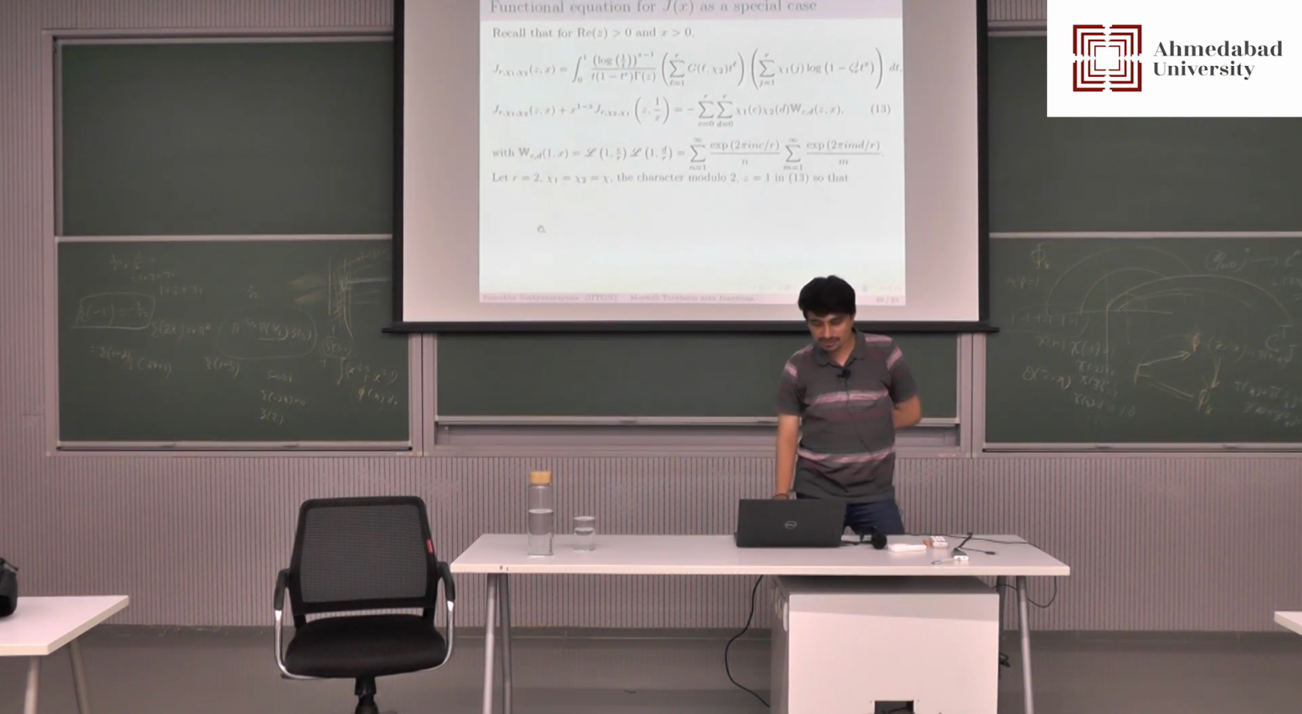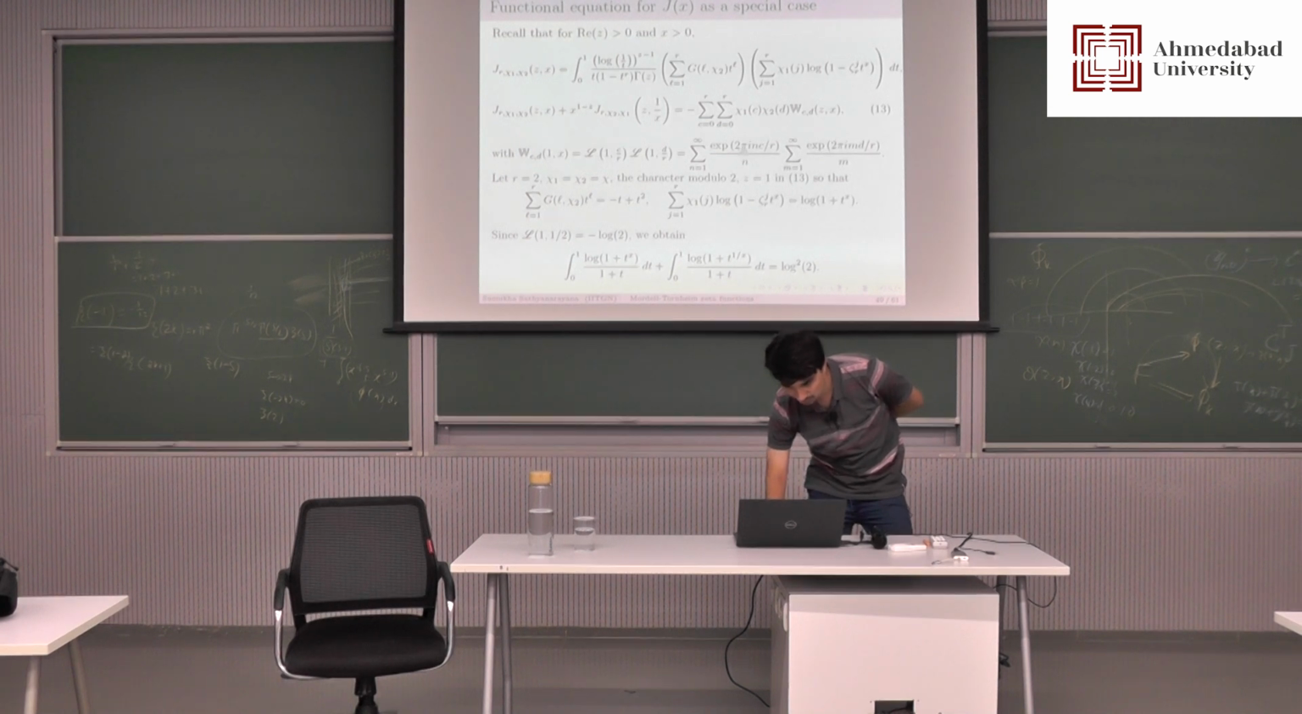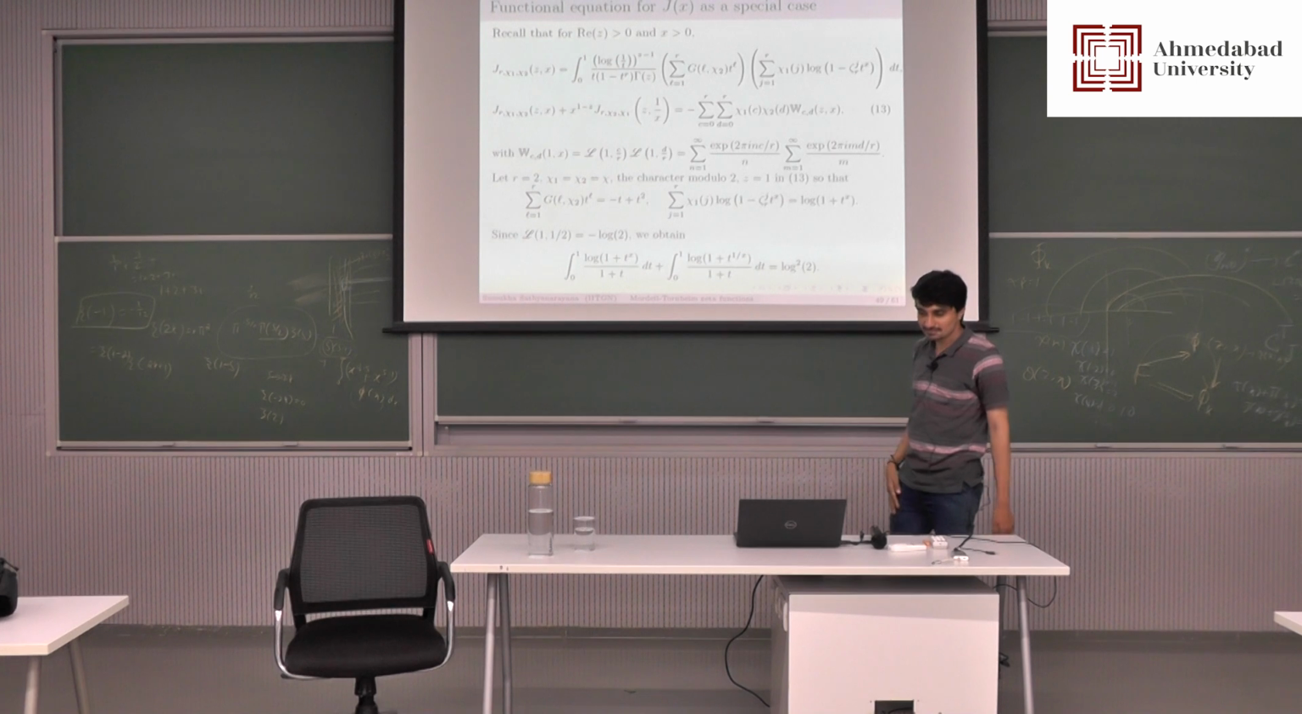But if you take r equal to 2 and chi1, chi2 to be characters modulo 2, as I told, the right hand side will become just these two terms. This is actually log square 2, because each term will be minus log 2, so it will be log square 2, and the left hand side will be j. This is the j function which we had. So this also explains why there is no x.